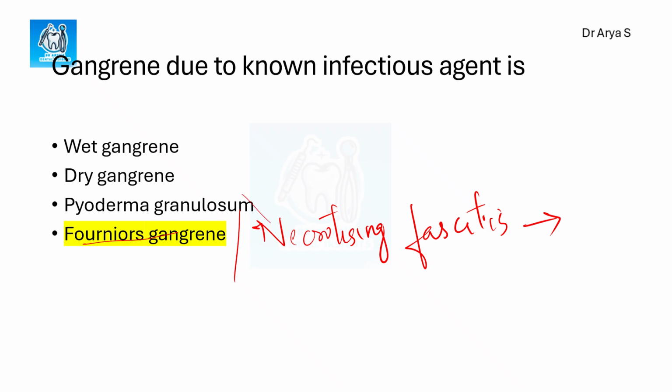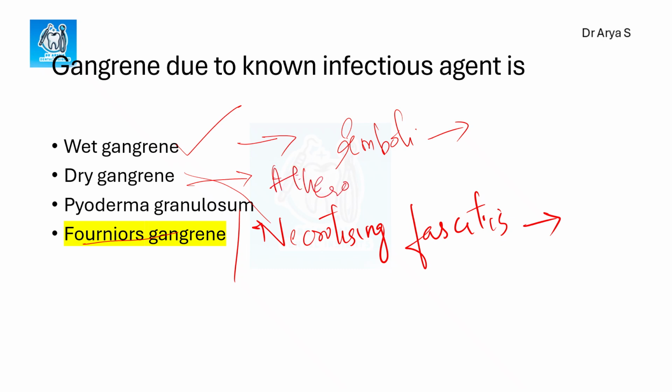And what is wet gangrene? It is due to sudden occlusion of blood supply or an embolus. Okay, so that is wet gangrene. And what is dry gangrene? It is due to gradual cessation of blood supply. Gradual cessation. An example of dry gangrene is atherosclerosis.